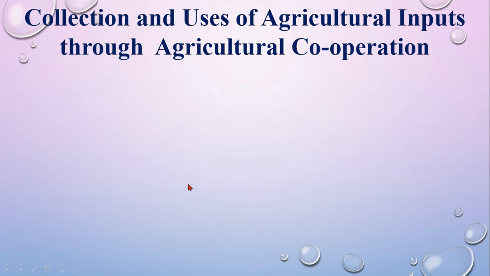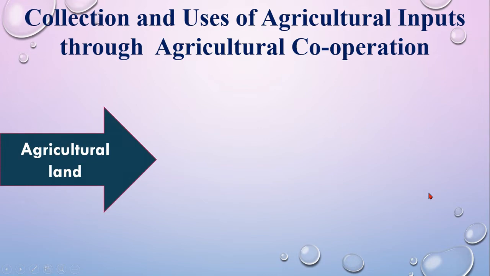Now, the next topic is collection and use of agriculture inputs through agriculture cooperation. When you form an agriculture cooperation, at that time you have to cooperate with the collection and uses of agriculture inputs as well. There will be lots of inputs or ingredients in the agriculture sector.